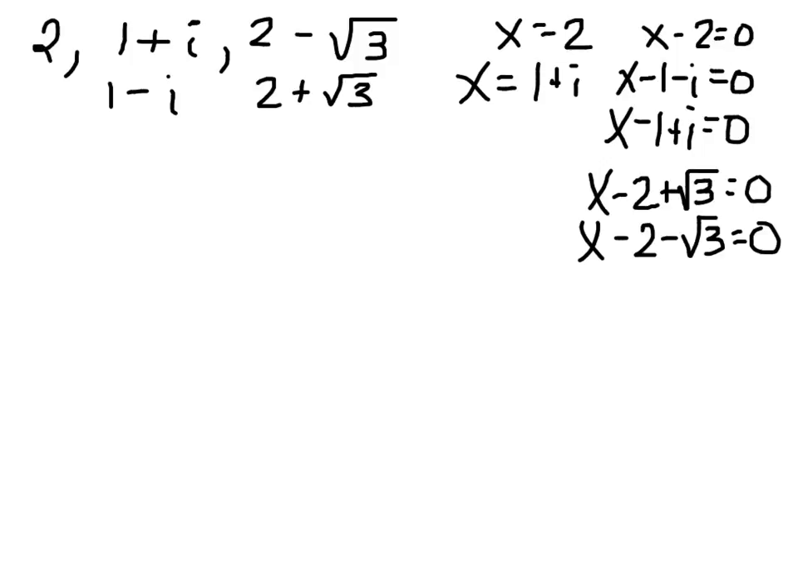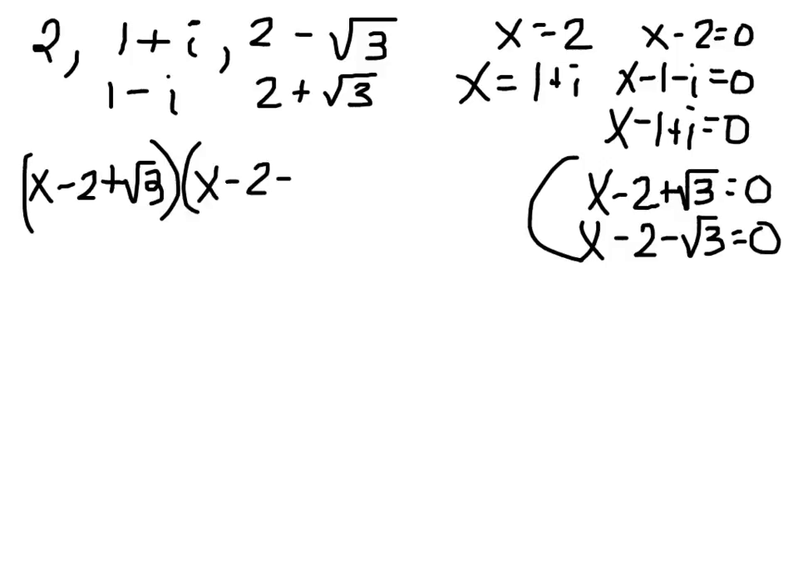Now, that's a lot of stuff right there. But you can do 2 at a time. So, which 2 do you want to do first? Okay, Edie said the square roots. So we're going to do these 2 first, all by themselves. So x minus 2 plus root 3 times x minus 2 minus root 3. And now it's time to put on the FOIL.